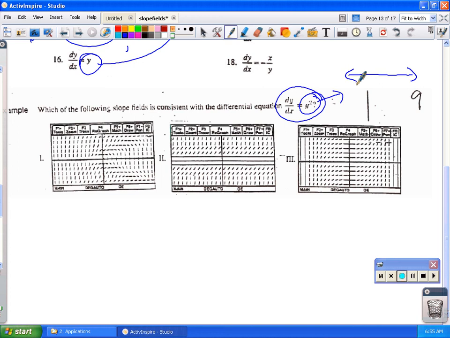Well, pretty quickly I can see that this is the only graph that has rows whose tangent segments are parallel to each other. Hopefully you can see that as well. In other words, in number 3, the slopes in this row are not the same. They're changing. They're different at different values, and the same thing is true over here. Pick a row and the slopes are changing. If the slope depends only on y, then I should have rows of tangent segments that are parallel to each other.